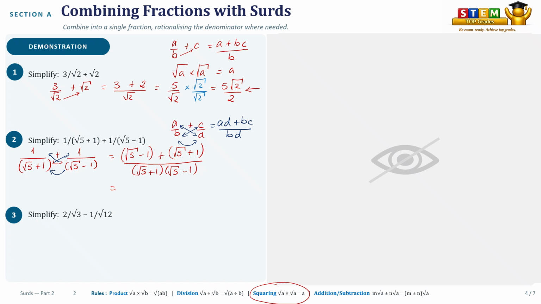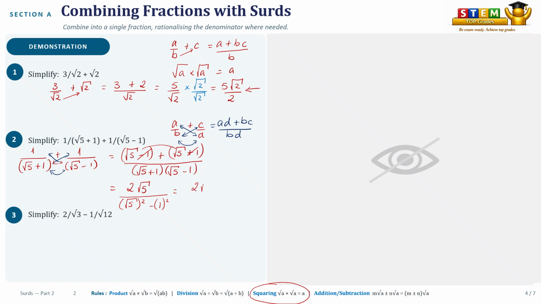Okay, let's simplify the numerator. So we're going to get root 5 plus root 5, that is 2 root 5. Minus 1 cancels the plus 1. And underneath, as the denominator, we're going to do the difference of two squares, which means square root of 5 squared minus 1 squared.